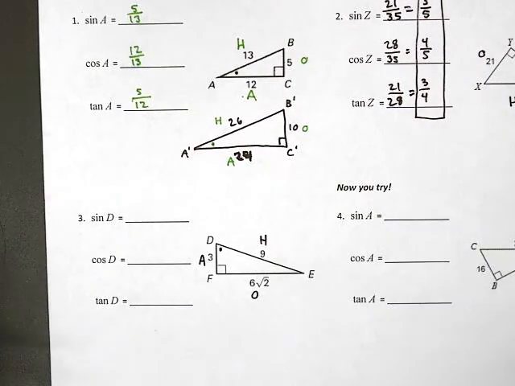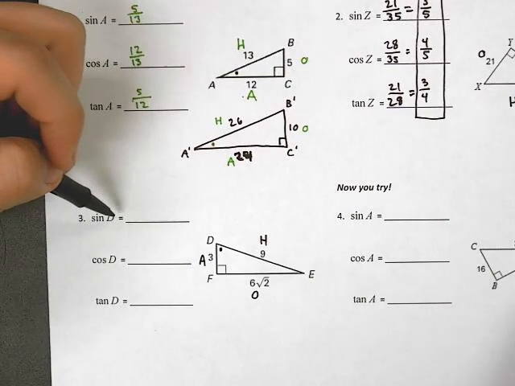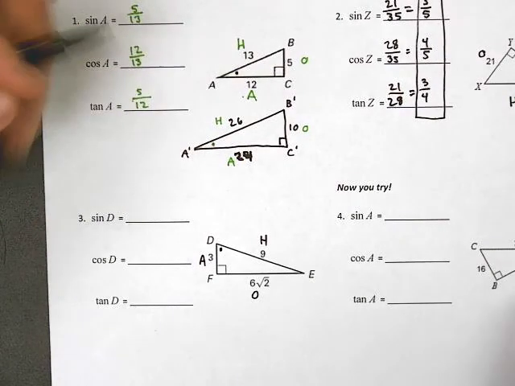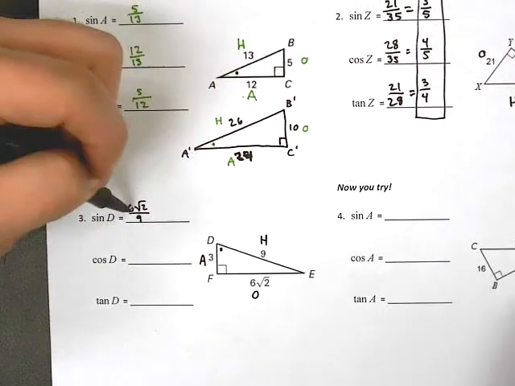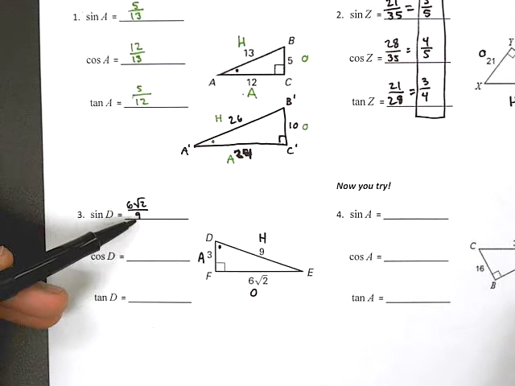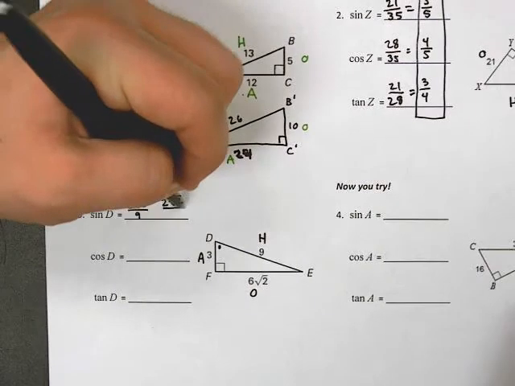It's the same exact thing, guys, okay? Sine of D means that I would have to take the opposite over the hypotenuse. So 6 square root 2 over 9. That's going to reduce because 6 over 9 is 2/3. Okay, so this is going to be 2 root 2 over 3.